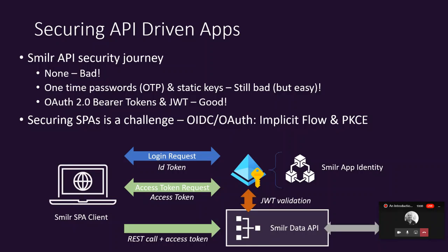We put it in the headers as an authentication header, and the Smilr API then has to validate that token, because if we don't, then we haven't secured anything at that point. We still have to reject requests that don't have this token. So we use a method called JSON Web Token validation, decode that, and make sure that it's a valid token. And this is a really standard pattern for single-page applications and security.